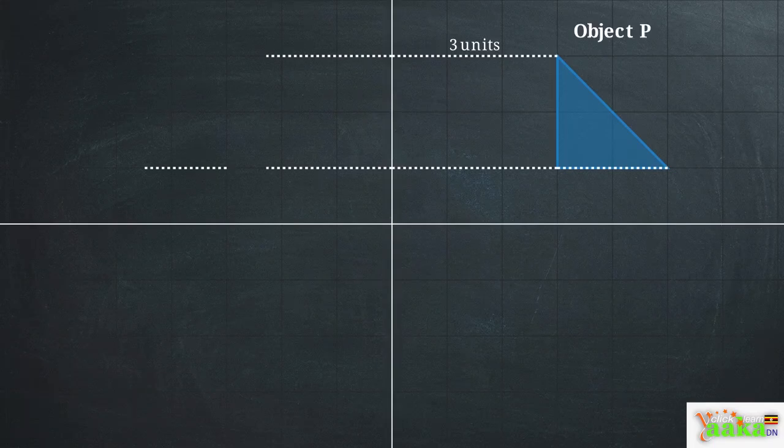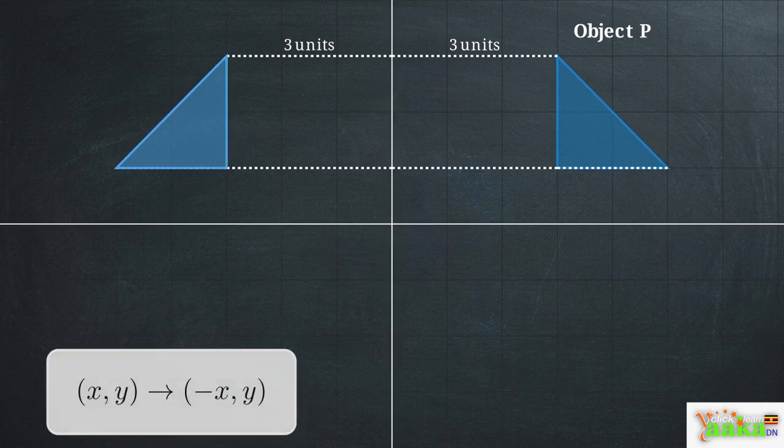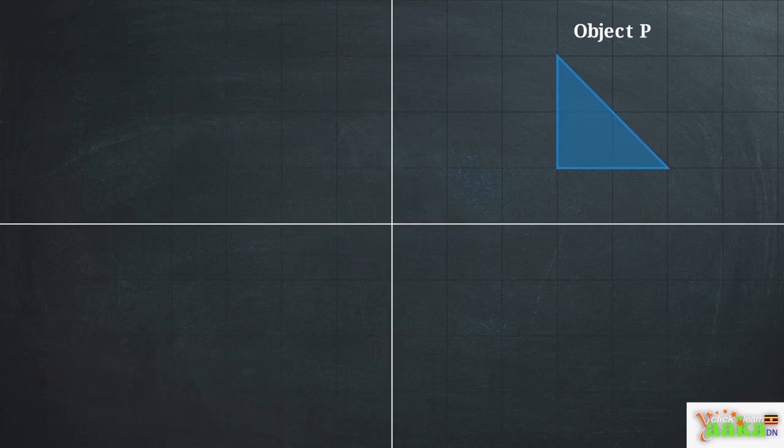Because of the equidistant rule, we continue that same measurement directly across the mirror line. If a corner is 3 boxes to the right of the y-axis, its new position must be exactly 3 boxes to the left. This gives us our first mathematical rule. When reflecting over the y-axis, the vertical height stays identical, but the horizontal position changes its sign.